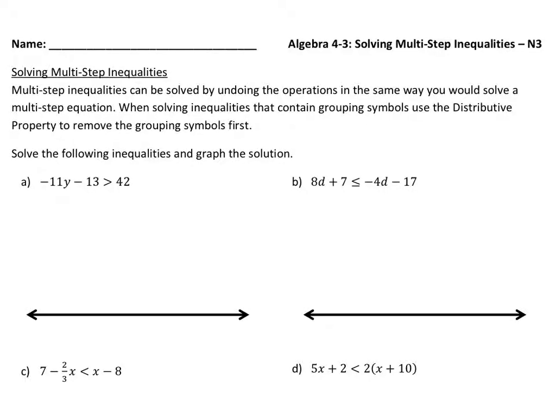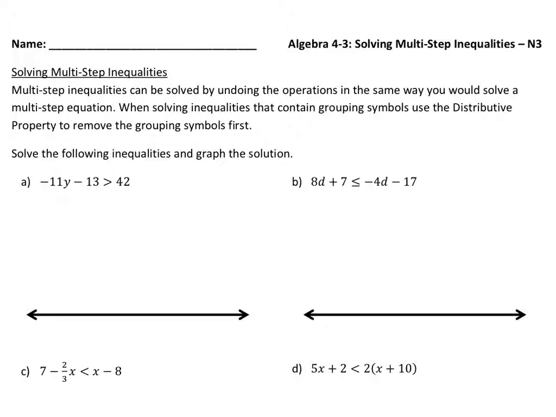Algebra Unit 4, Lesson 3, Solving Multi-Step Inequalities, Notes 3. Multi-step inequalities can be solved by undoing the operations in the same way you would solve a multi-step equation. So what we're talking about is doing PEMDAS in reverse, or SADMAP. When solving inequalities that contain grouping symbols, use the distributive property to remove the grouping symbols first.